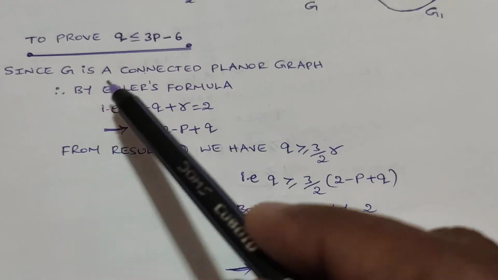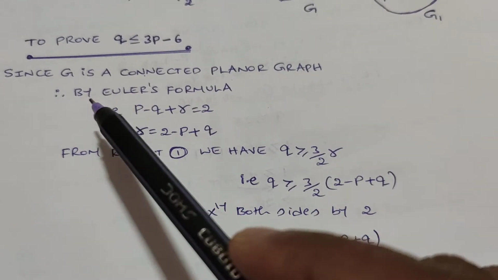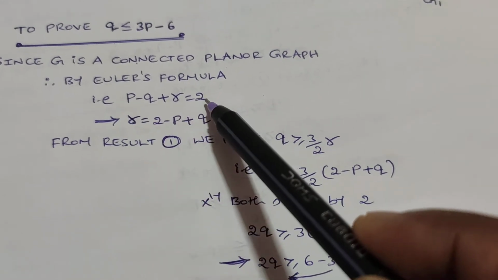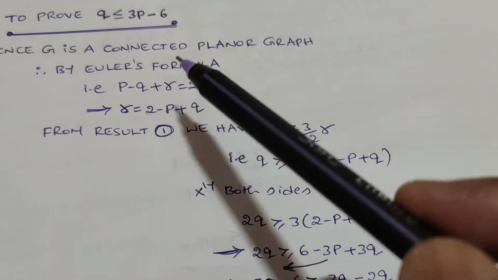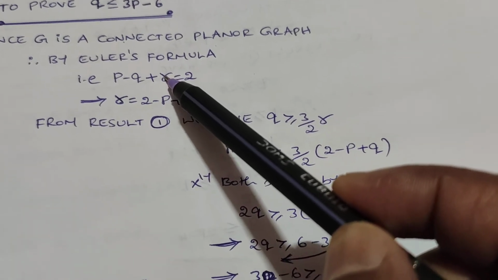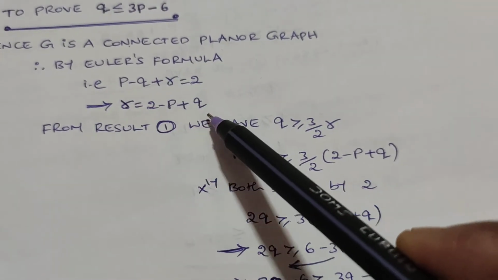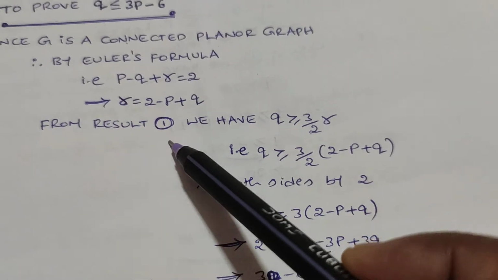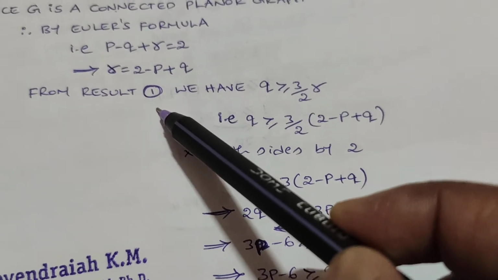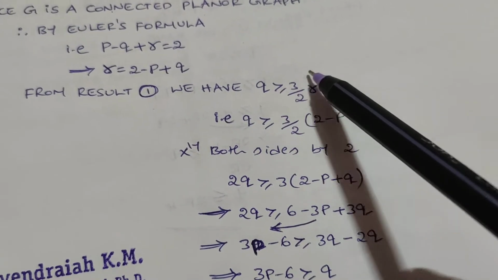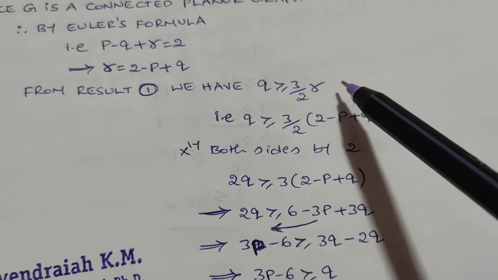As we know that G is a connected planar graph, by Euler's formula we have P minus Q plus R equals 2. As I told earlier, consider the R value. What is the value of R? 2 minus P plus Q. Substitute this value in result 1. That is the first proof: Q is greater than or equal to 3 by 2 R. This is what we have proved in the first case.